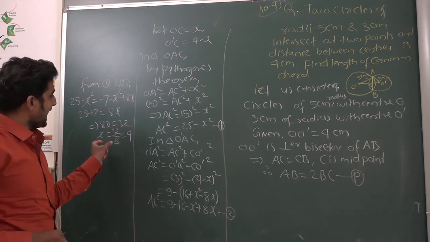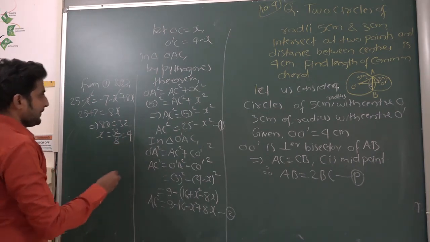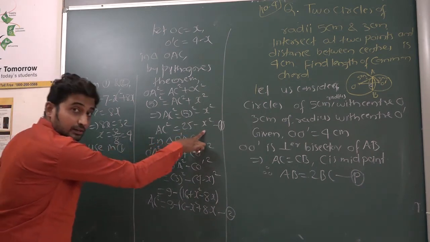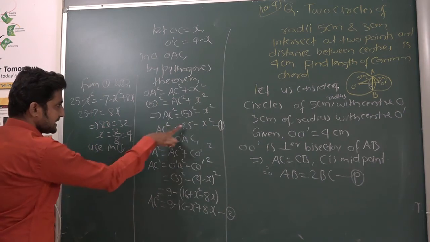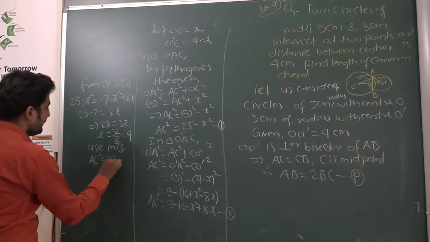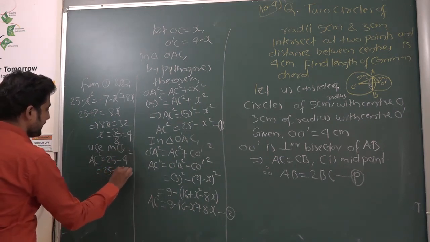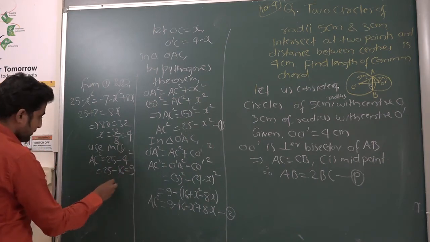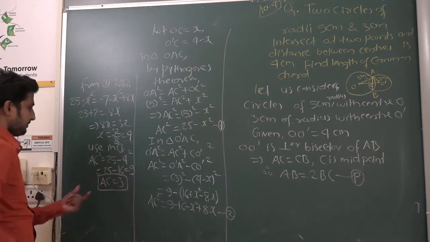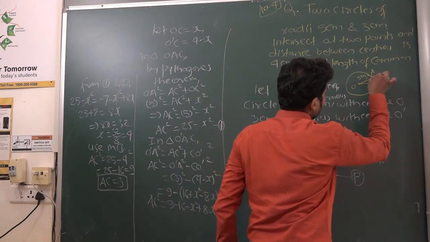Now dear students, we have the value of x. Now put this value of x in 1. So we get AC square equal to 25 minus x square, x is 4, so 25 minus 16, that is equal to 9. So AC square equal 9 means AC equal 3. Means we have this much of length AC.